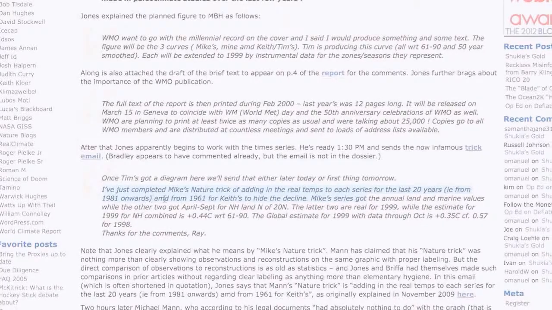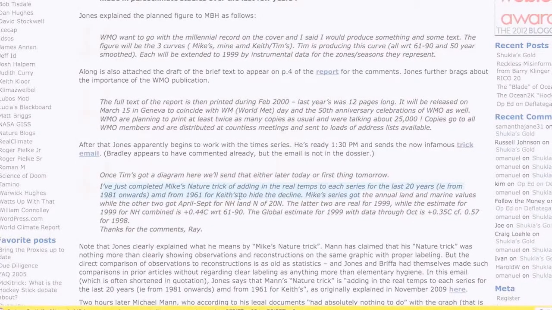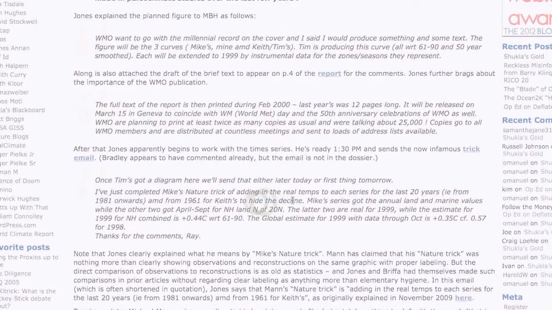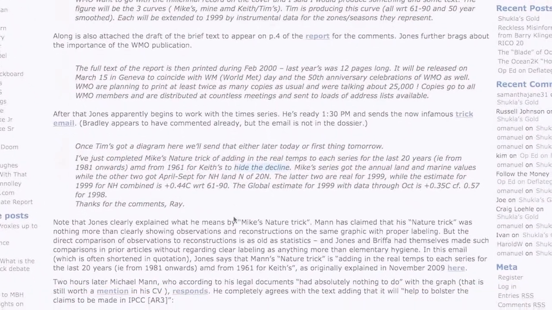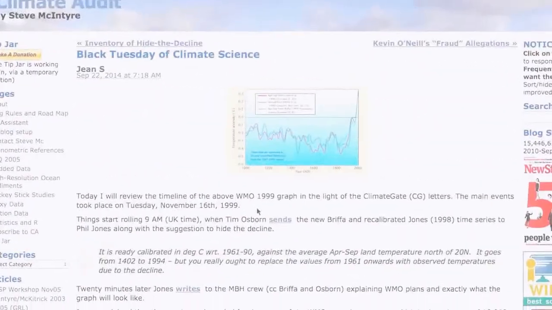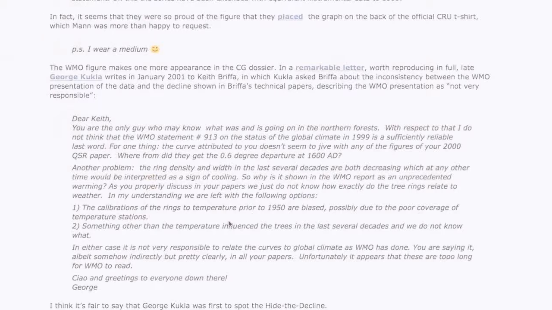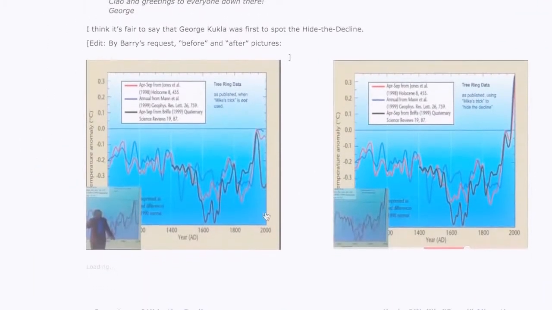From 1981 onwards, and from 1961 for Keith's, i.e. Keith Briffa's reconstruction, to hide the decline. And "hide the decline," you might remember, became a key phrase from the ClimateGate emails, which we have been explained many, many times. Well, that doesn't mean there was a decline in temperatures. It means there was a divergence in the records, and blah, blah, blah, until your eyes glaze over.